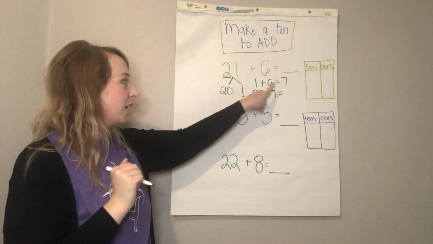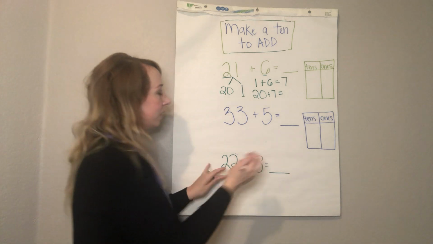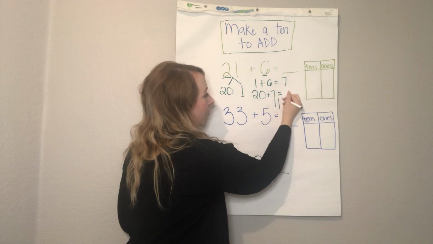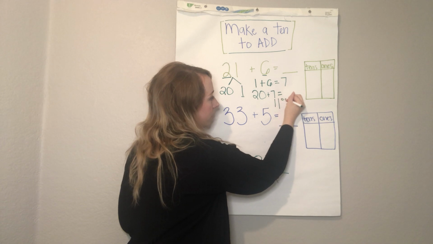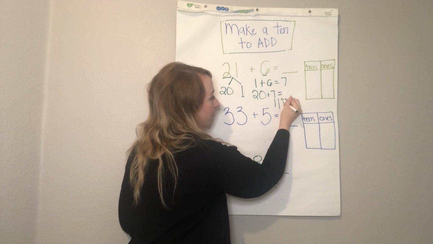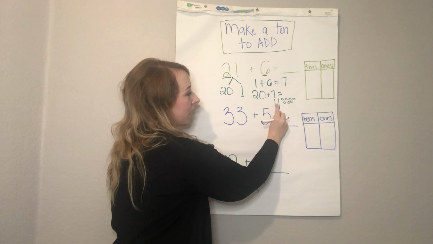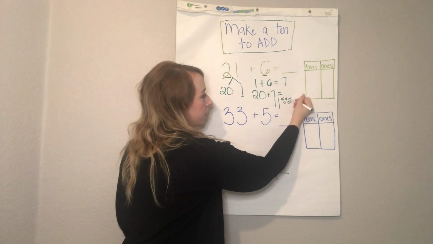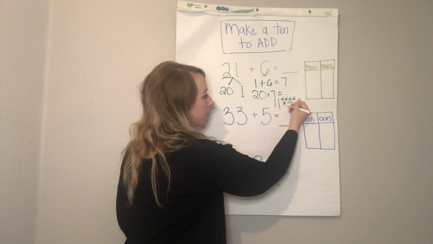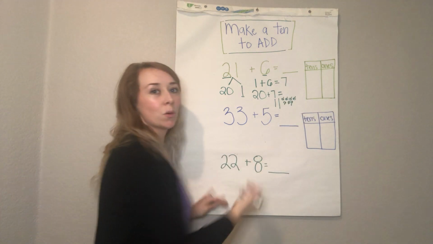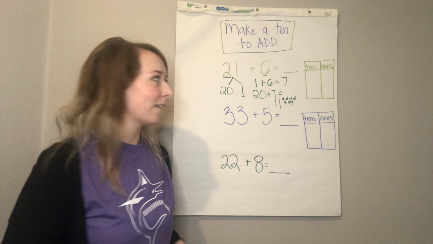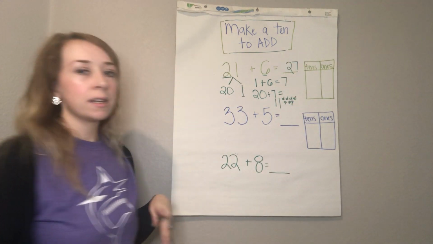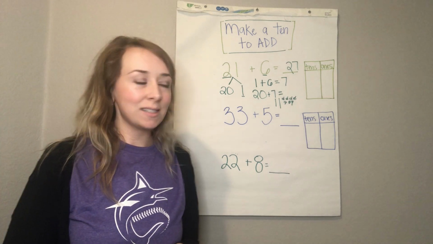Okay, so if I add 20 and 7, I'm going to have 10, 20. I'm going to count on 7. 1, 2, 3, 4, 5, 6, 7. 10, 20. Counting with Mrs. Gordon. 21, 22, 23, 24, 25, 26, 27 is our final answer. So 21 plus 6 gives me an answer of 27.